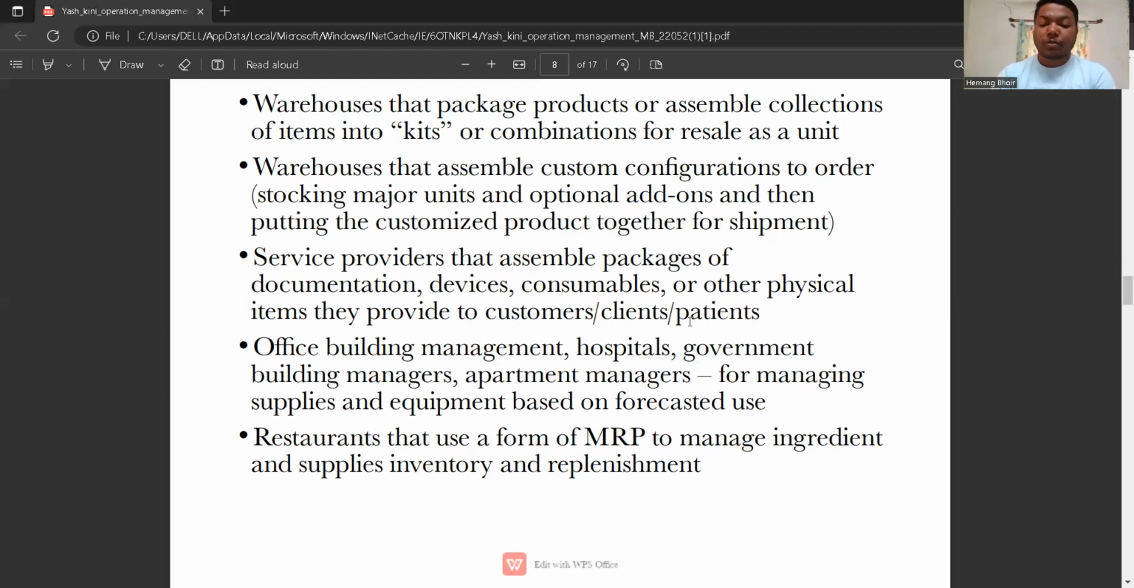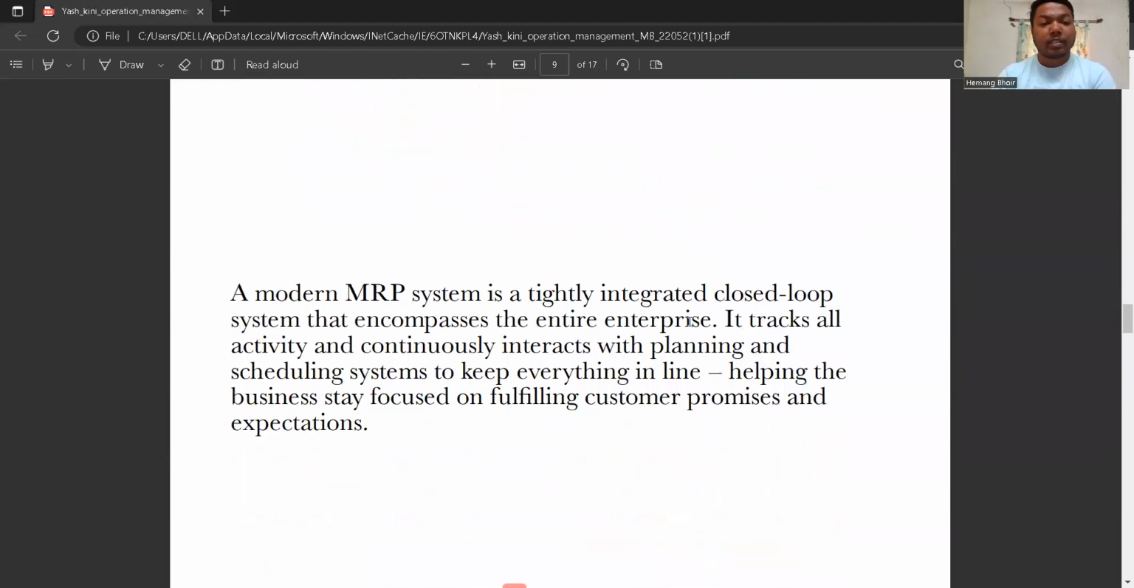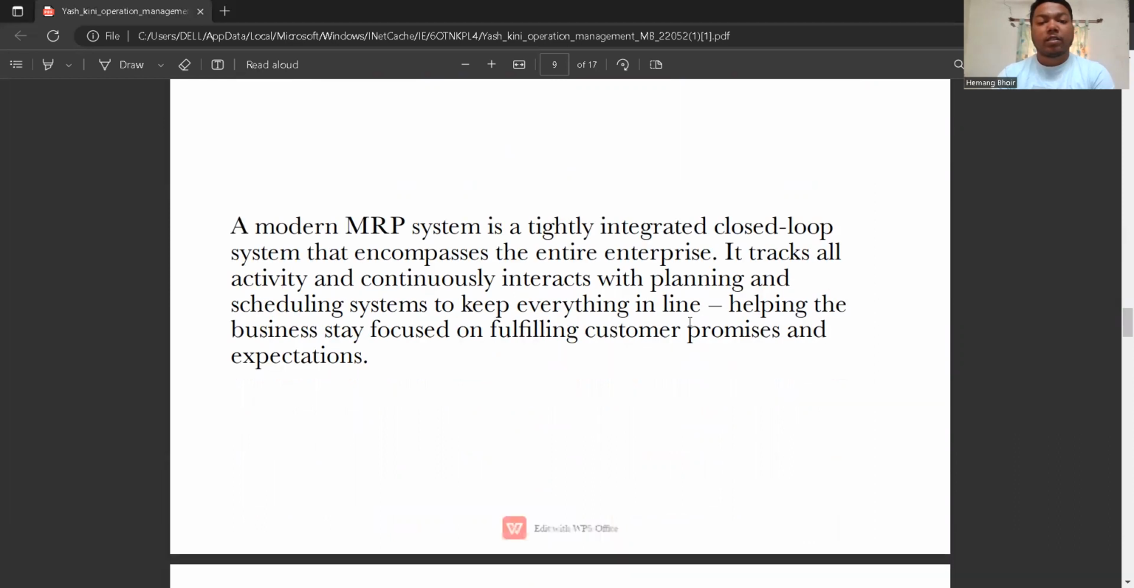So after that, we can see a modern MRP system is a tightly integrated, closed loop system that encompasses the entire enterprise, tracks all the activity and consistently interacts with the planning and scheduling system to keep everything in line, helping the business stay focused on fulfilling customer promises and expectations.